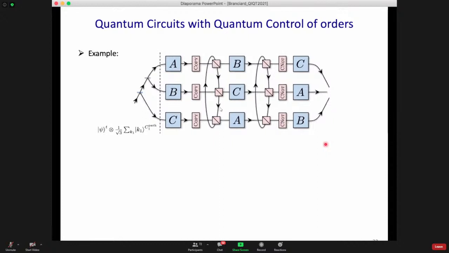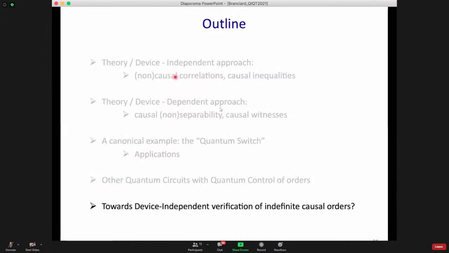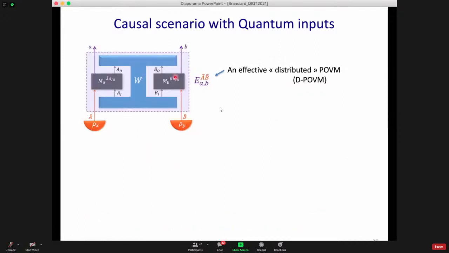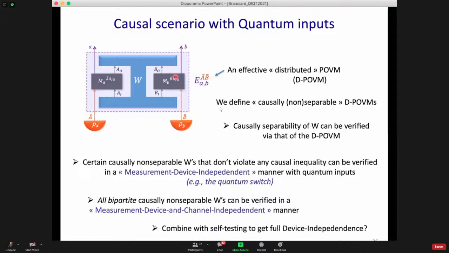Okay, this was an example of a new type of circuit beyond the quantum switch. You can ask me if you want. I just want to highlight that this is non-separable, and it's not just coherent superpositions of different orders, but it's also dynamical order. So the order between the next two parties here is both coherently controlled, so you can put it in a superposition, but it could also depend on what each party does before. And I will fully skip this last line. This was also an example of something that we could do now by drawing inspiration from what was done for entanglement and non-locality.